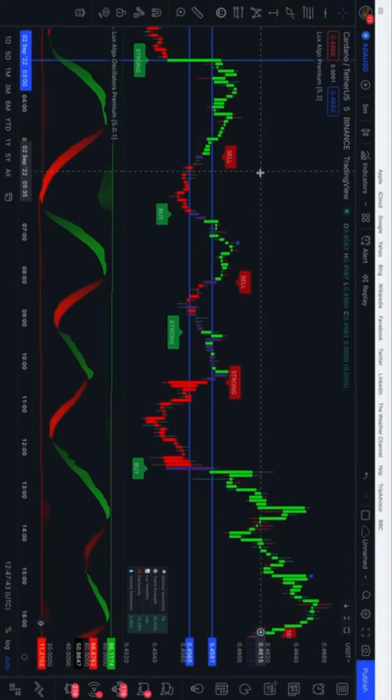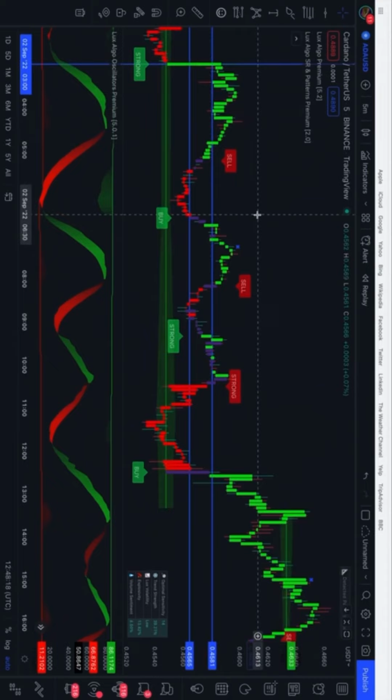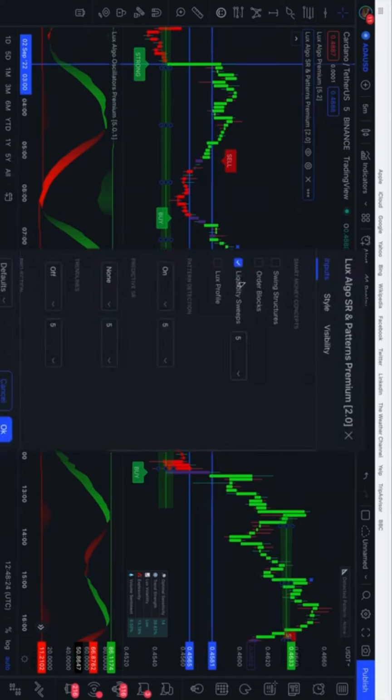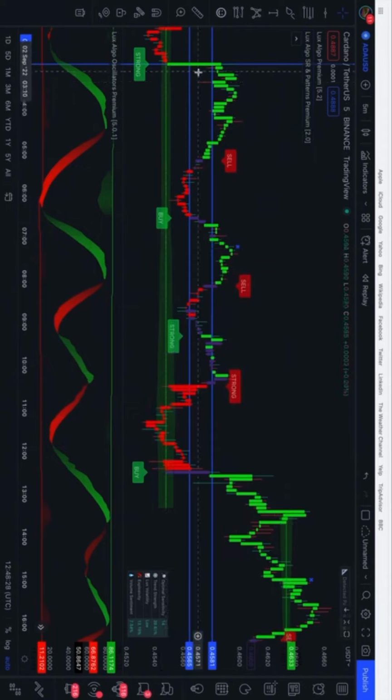And of course, because they're trend based, they can appear after a large move, and after large moves we do sometimes see retracement. So waiting for a retracement is very, very nice. We could also, for example, load up liquidity sweeps in Lux Algo SR and Patterns Premium. You can do this by opening the settings, selecting liquidity sweeps. I have mine set to 5 as usual. We get our signal. We know there's going to be some kind of retracement.